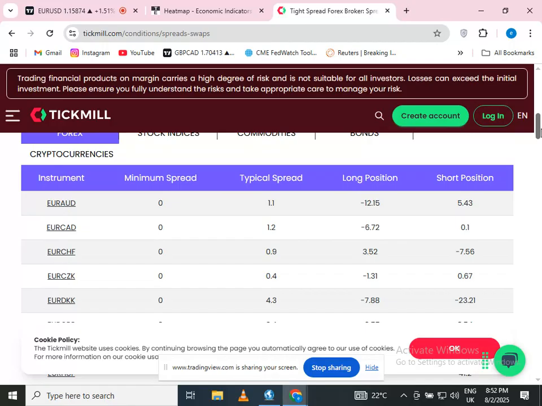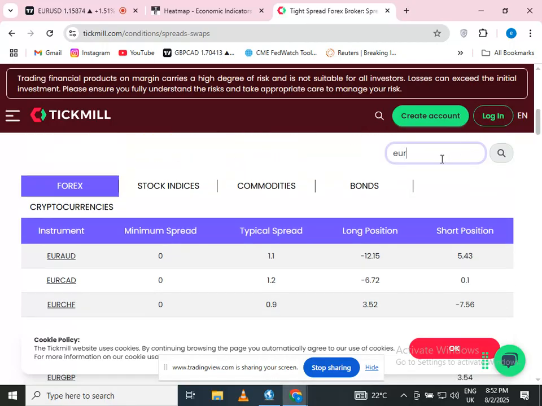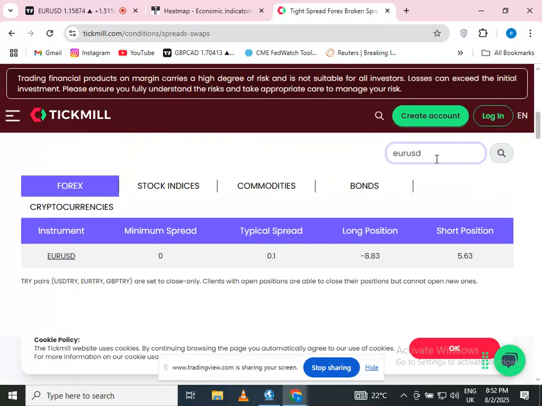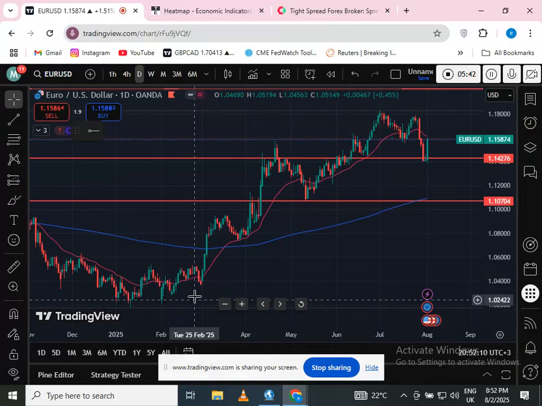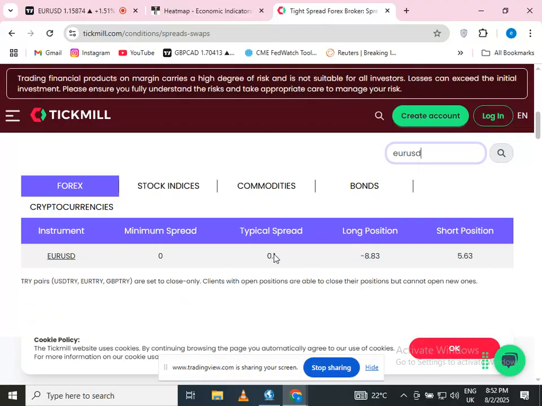The USD has an interest rate of 4.5%, while the euro has an interest rate of 2.15%. So we are buying the USD since February, as I said earlier, currently until now. Okay, let's look at the swaps. When you look at this pair, you'll be paying the broker negative swaps because we are buying here.